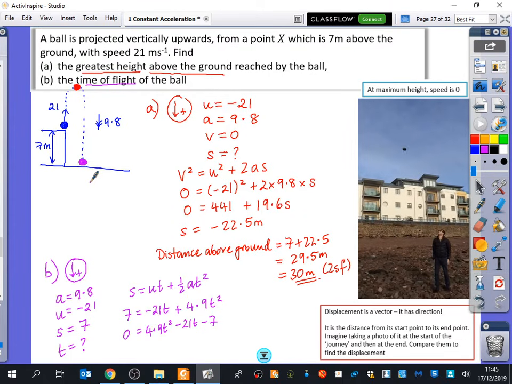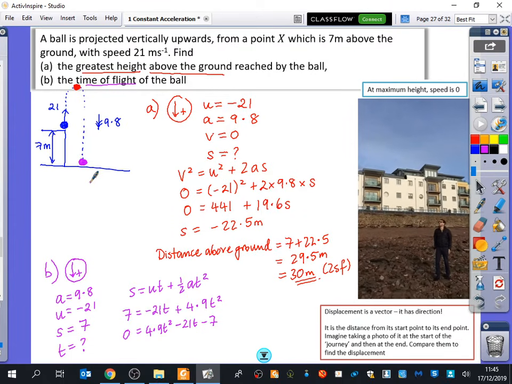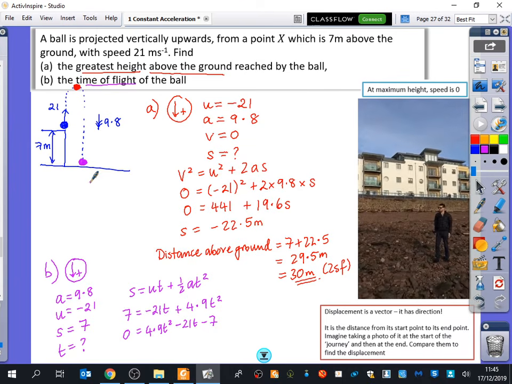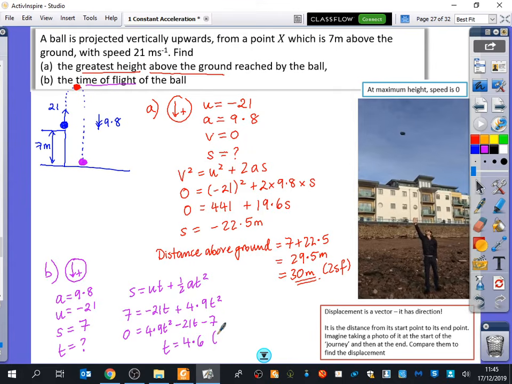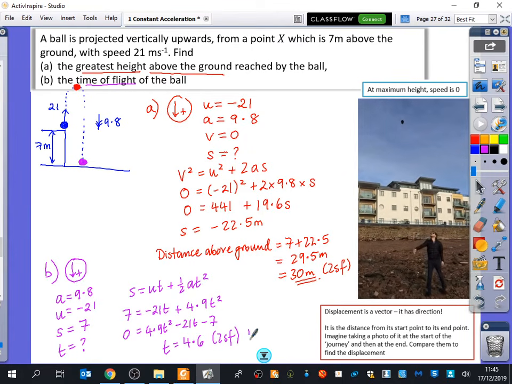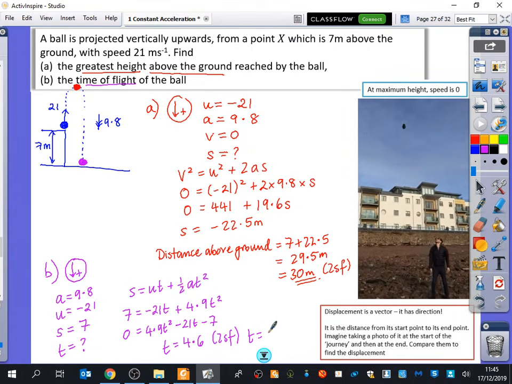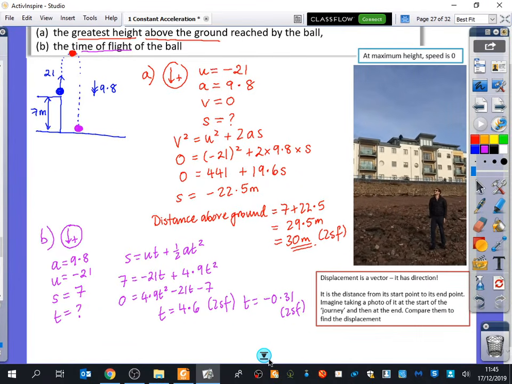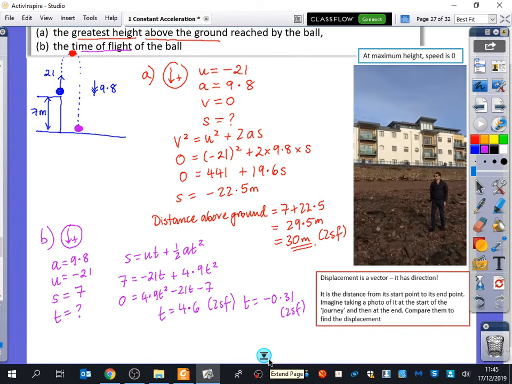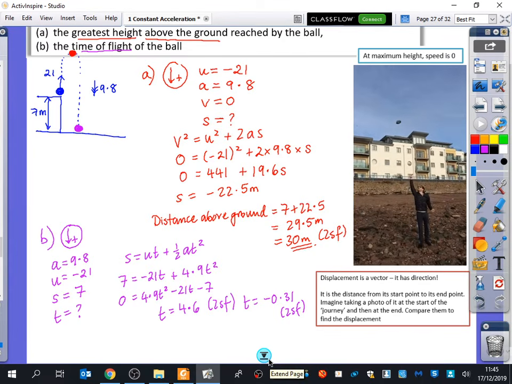Okay. What have we got for the values then, using the equation solver? Good, so we can go straight in. We can say that t is equal to 4.6 to 2 significant figures, or t is equal to minus 0.31 to 2 significant figures. Now, if you don't want to listen to this, it might be a bit abstract for some of you.